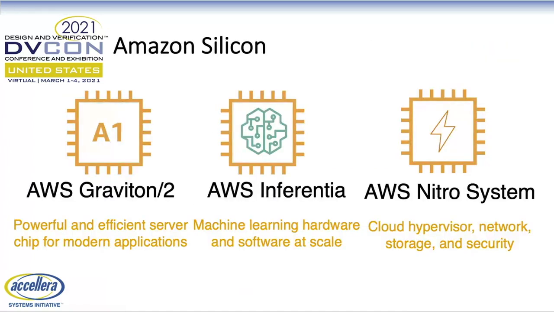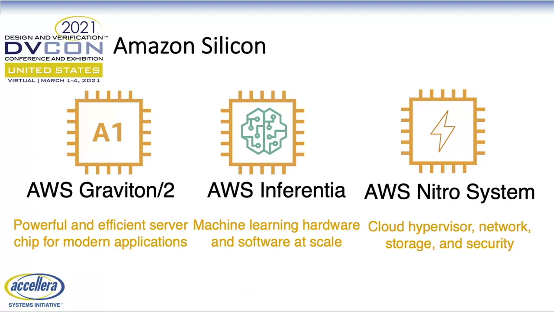As an example of Amazon Silicon are these three different categories of silicon chips. The first one is AWS Graviton, and then AWS Graviton2. Both of these are ARM-based, and we use them for our server infrastructure on AWS. We call these different types of servers EC2 instances. So these are powerful and efficient servers for modern applications that are ARM-based.